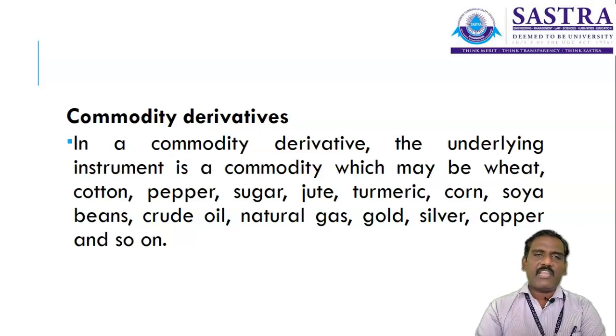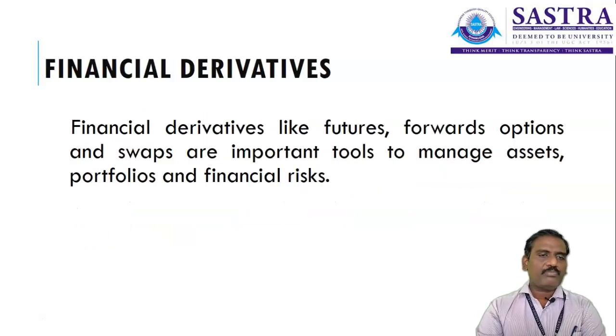It is based on the prevailing price in the market. On what basis are we going to derive the future value? It is based on the underlying asset, the prevailing price in the market. So we call it commodity derivatives.